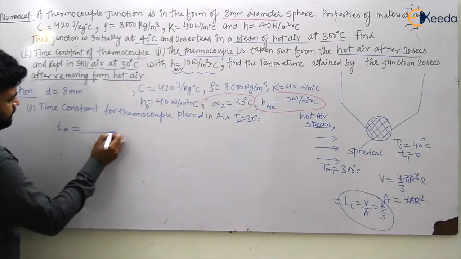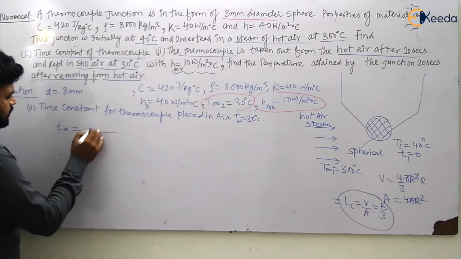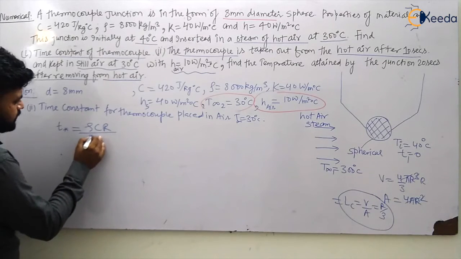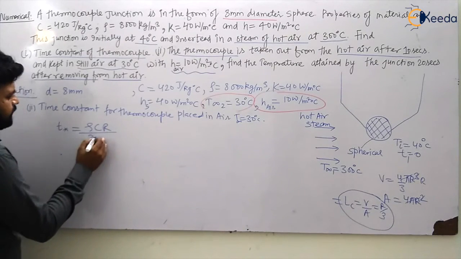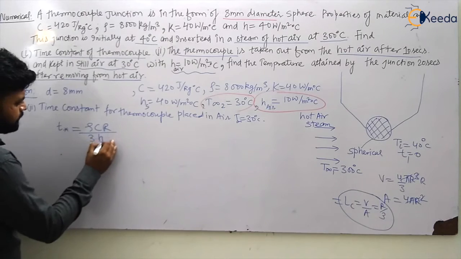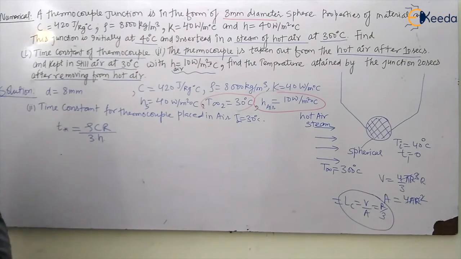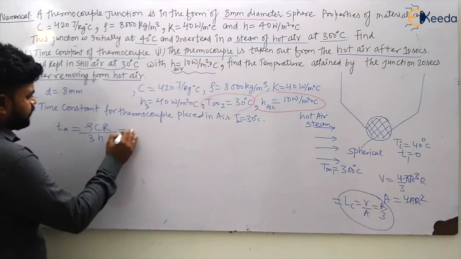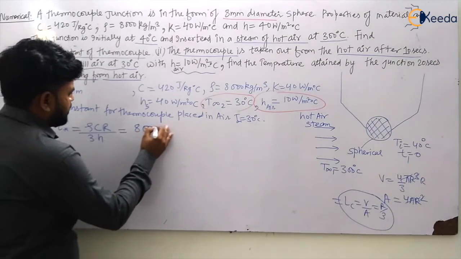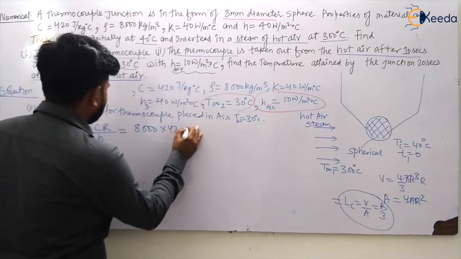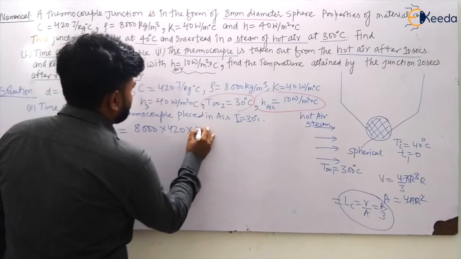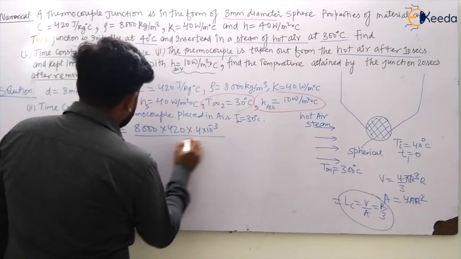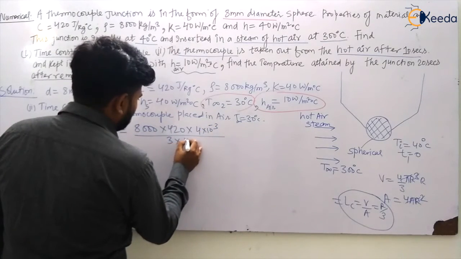This will again be given by R by 3, or directly rho C R divided by 3H, and we have this side H, my dear students. So rho C R by 3H will be the value. Let us calculate this. Rho is 8000, C they have given 2420, R they have given as 4 millimeter, into 10 to the power minus 3, converted into meter. Again 3 into H, and H they have taken as 10 now.